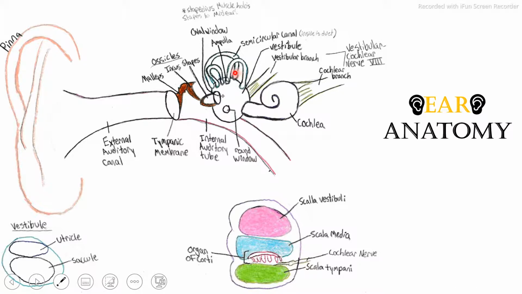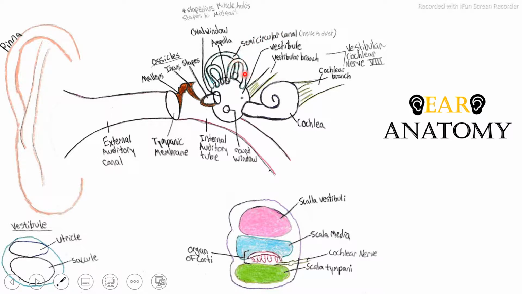The job of the vestibule here is to maintain the equilibrium of the ear. It also is responsible for noticing the changes in your head position. The fluid in the vestibule is acted upon by gravity, and that's how we know if we're tilting our head or not. Next, we have the semicircular canals.